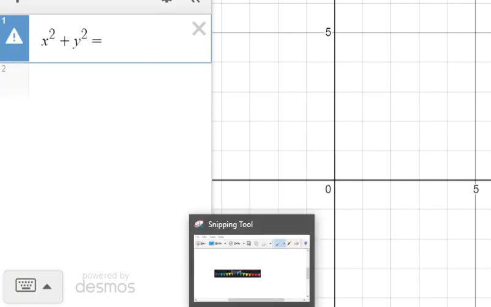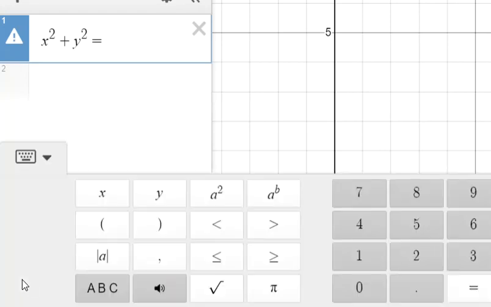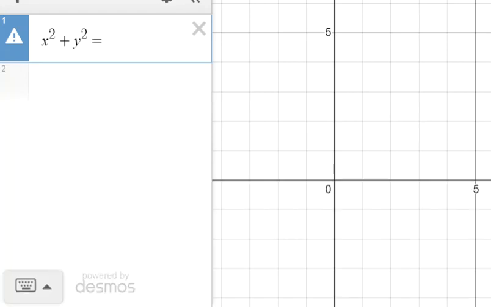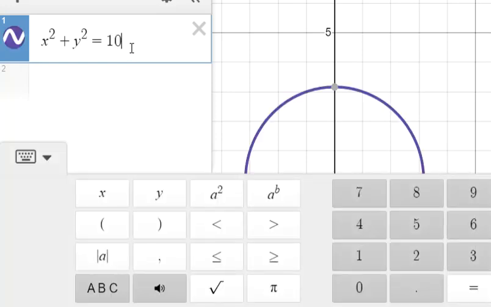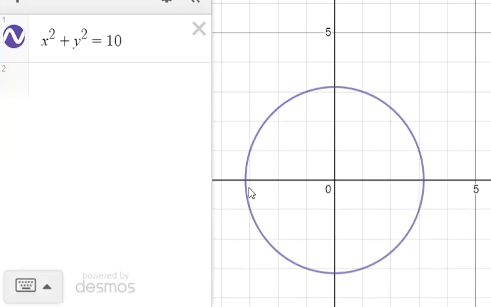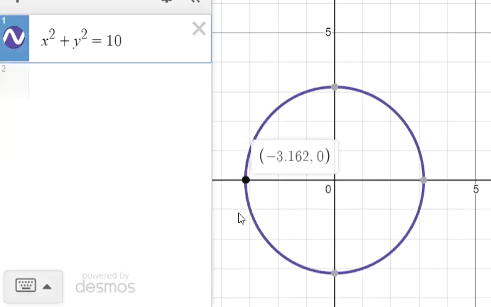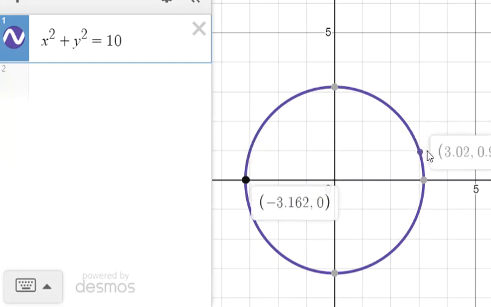For squareds, I'm doing shift and then 6 to get the caret key, but alternatively you can also hit this little keyboard down here at the bottom and hit squared here, or even A to the B and then type in a power of 2, or if you were looking for a higher power. And so then we had it was equal to 10. Oh, look, there's a lovely circle. Again, you can trace along it. It gives you the decimal approximation for any radicals, but that's pretty good still.